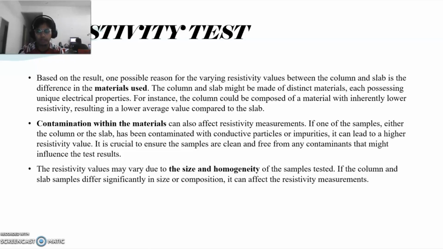For instance, the column could be composed of a material with inherently lower resistivity, resulting in a lower average value compared to the slab. Second, contamination within the material can also affect resistivity measurement. If one of the samples, either the column or the slab, has been contaminated with conductive particles or impurities, it can lead to a higher resistivity value. It is crucial to ensure the samples are clean and free from any contaminant that might influence the test result.